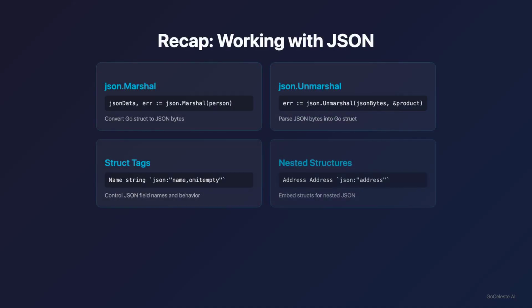Let us recap what we learned today. json.Marshal converts Go values to JSON bytes. json.Unmarshal parses JSON into Go structs. Struct tags control field names and behavior with omitempty and dash. Nested structs map directly to nested JSON objects.